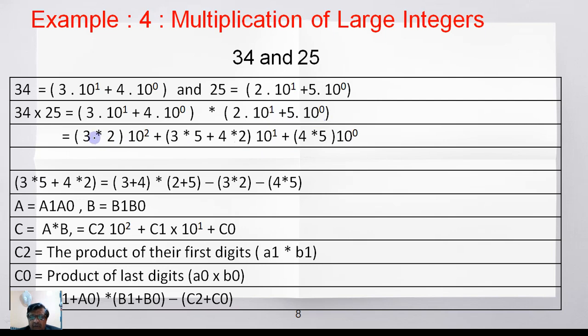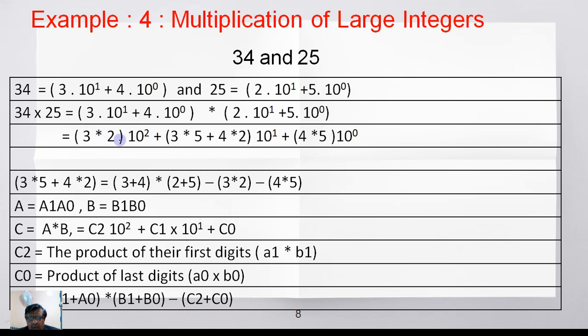You can notice over here, 3 is the first digit of the first number and 2 is the first digit of the second number. And here 4 is the second digit of the first number and 5 is the second digit of the second number. And here 3 into 5 is the first digit of the first number with the second digit of the second number, and the second digit of the first number with the first digit of the second number. There is a pattern over here, but it has not reduced the number of multiplications.